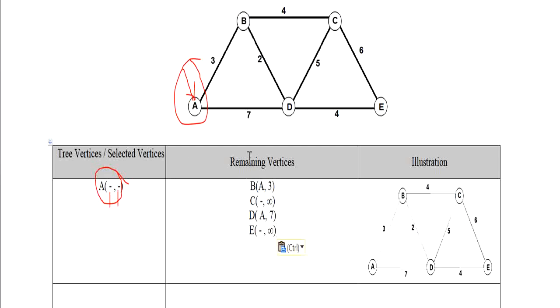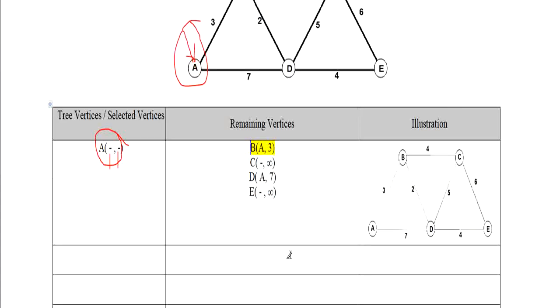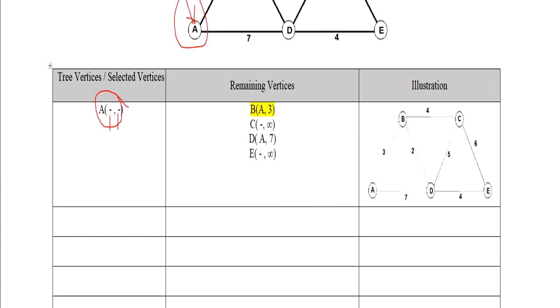After identifying the vertices, I have to select one among them as the selected vertex. Amongst these, the vertex having the minimum weighted edge is this one. So this is the minimum weighted edge. According to this, I am going to select vertex B as the chosen vertex. It can be visited from vertex A, and its weight is 3. So this is the chosen vertex.